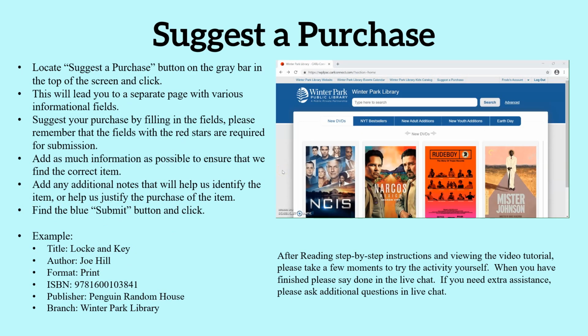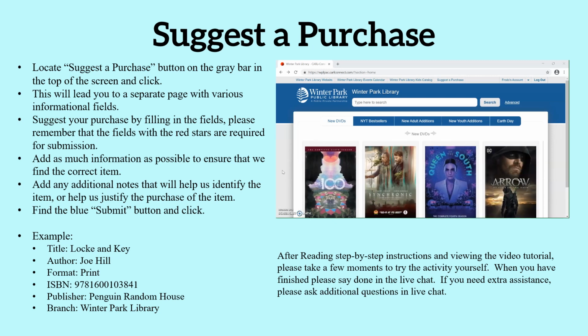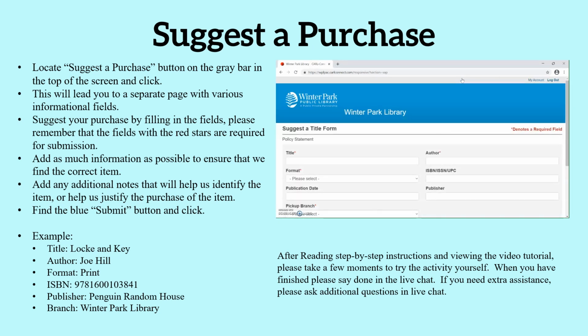From the Carl Discovery webpage, we can now suggest new purchases. To do this, we start by locating the Suggest a Purchase button. The Suggest a Purchase button is located at the top middle of the screen in the same gray area as the Login and Log Out buttons and the Account Information buttons. We're going to click on the Suggest a Purchase button, and that will prompt us to the Suggest a Title form. This form has blank fields for you to fill out. And remember, any field that has a red star is necessary and is required for submission.